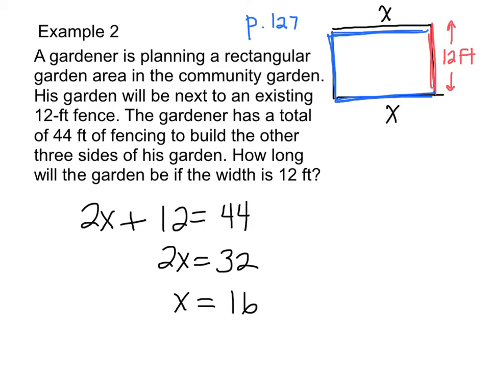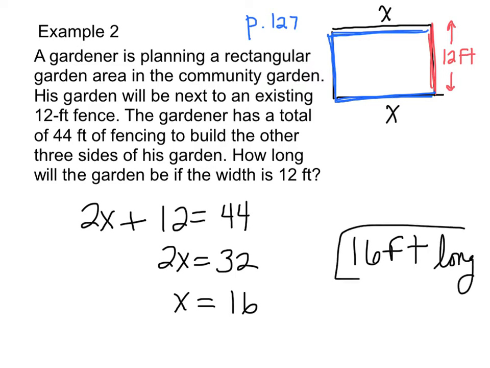Now, this is where we have to attend to precision. You can't just tell me 16 is the answer. The question asks, how long will the garden be? You have to go one step further and say that the garden would be 16 feet long. Make sense with your word problems. Make sense out of it. What are we trying to find? Make sure you answer it correctly using labels or sentences, whatever you need to. So our answer would be 16 feet long.